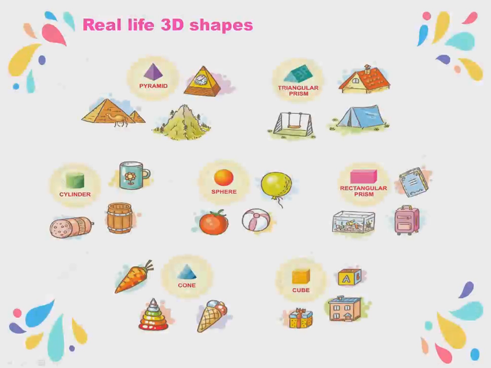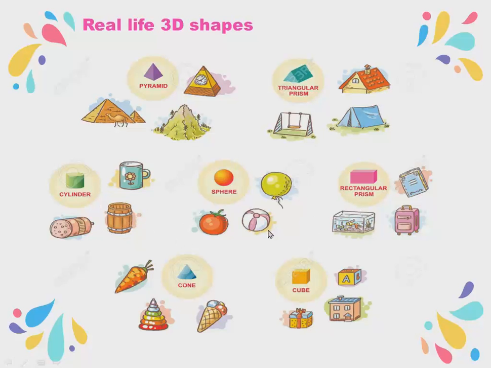Now, real life 3D shape examples. Here you can find a few examples of real life 3D shapes. For example, the pyramid is taken, the mountains; see this watch. Next, triangular prism: the hut, a house which has a top like this, a tent and so on. Cylinder: your mugs, any bottles. Next, sphere: balloon, ball, tomato and so on.